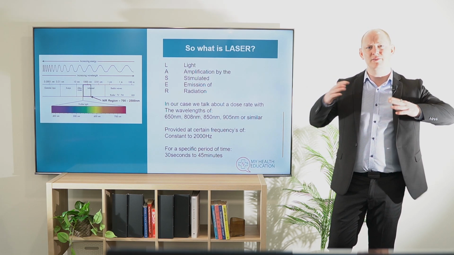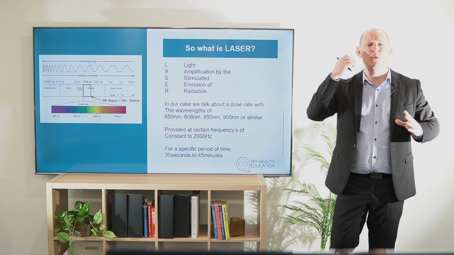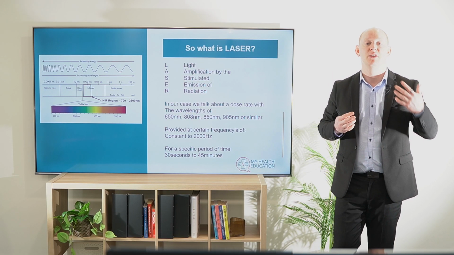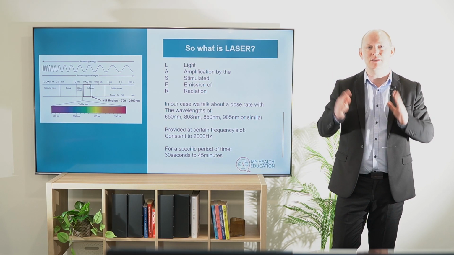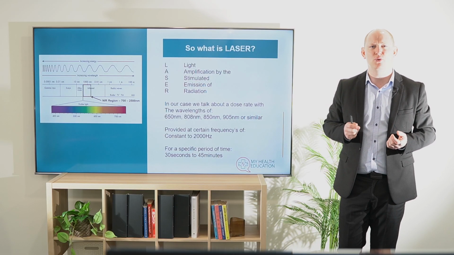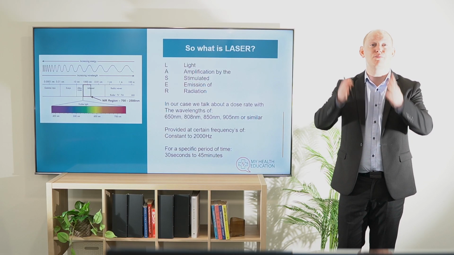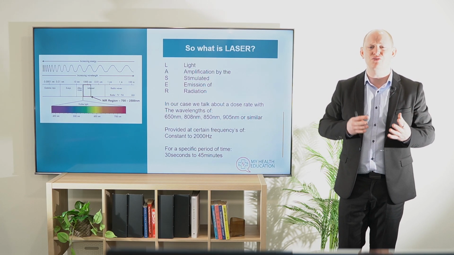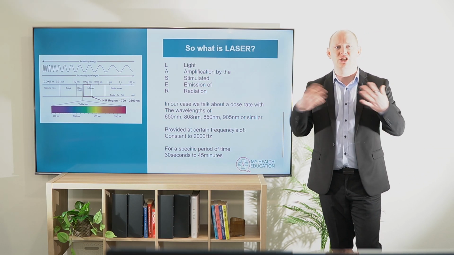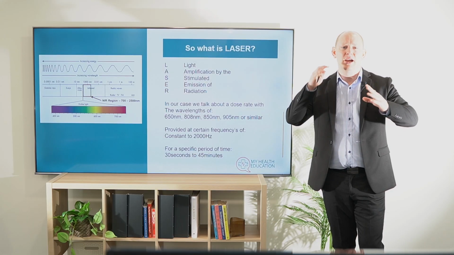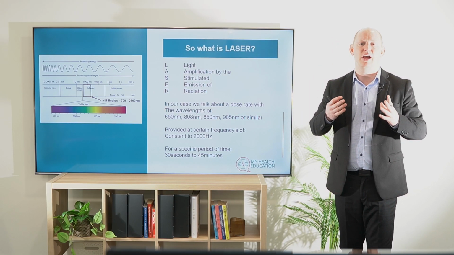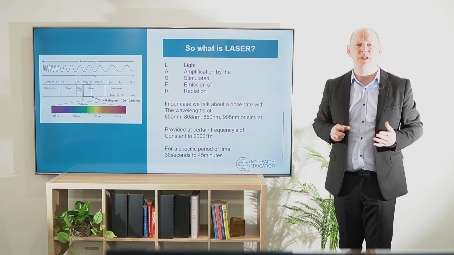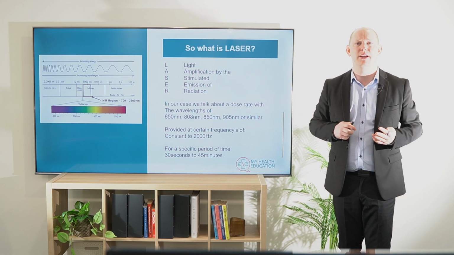Now we do that, as I've mentioned previously, with a particular time in mind. So anywhere between even as low as 10 seconds, but typically 30 seconds, up to 45 minutes per session per spot. Now when we combine all of those, we call that the dose rate, and that's how much energy is going into a certain area. But really it's all of those combined with that stimulated light to make sure that we're getting a change at a cellular level.